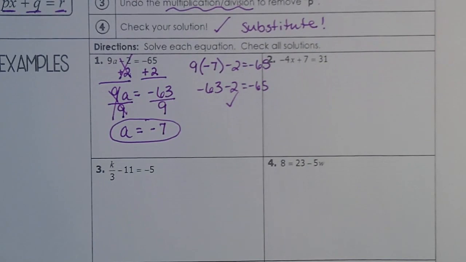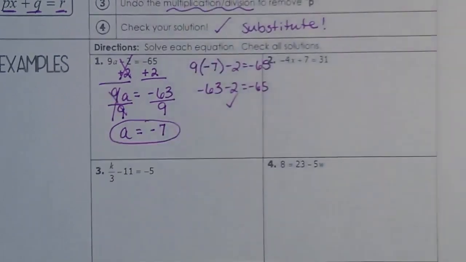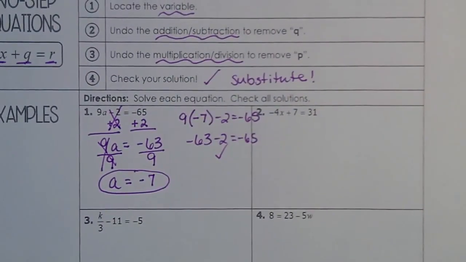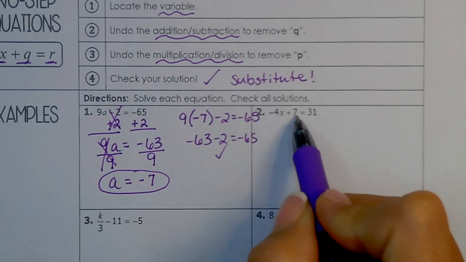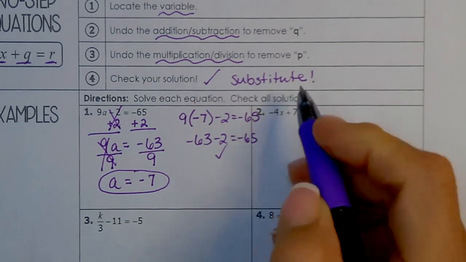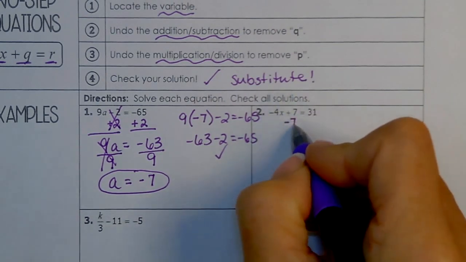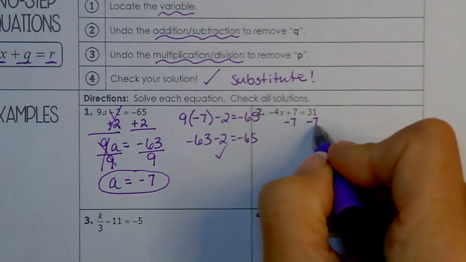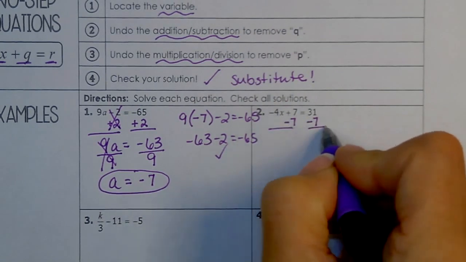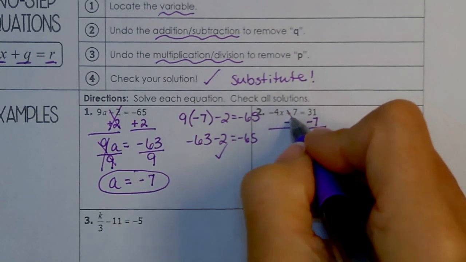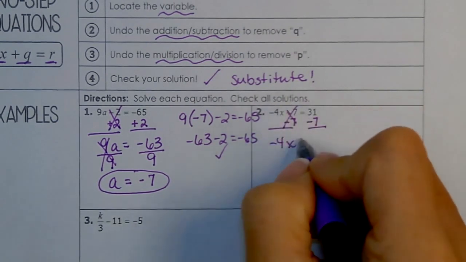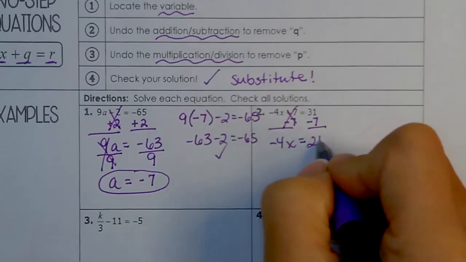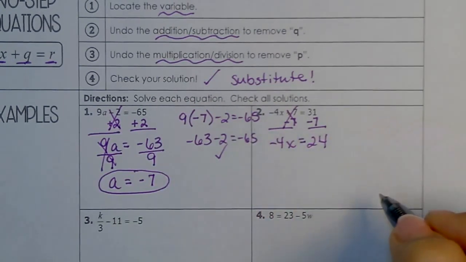All right, number 2. So following the same steps, locate the variable. X is right here. And then we need to undo addition, subtraction. So the inverse of +7 is -7. I do that on one side, I have to do it on the other. That cancels, and I get -4x equals 24.